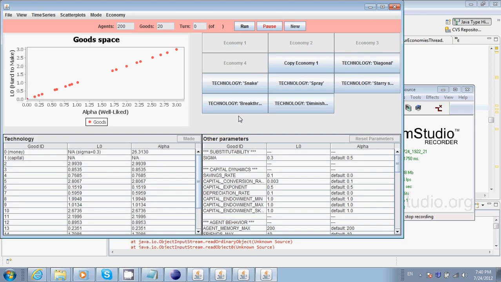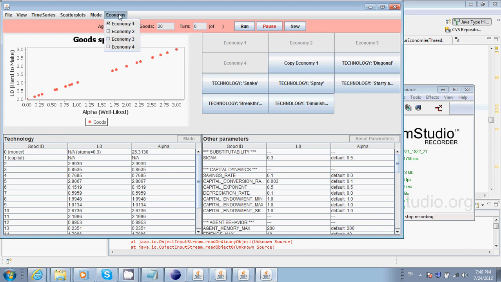Now I'm going to give you a third theory. This theory is that new inventions make the difference. And new inventions are easy to incorporate into this model. There's a kind of a nifty way to do it. You just add something to the good space.